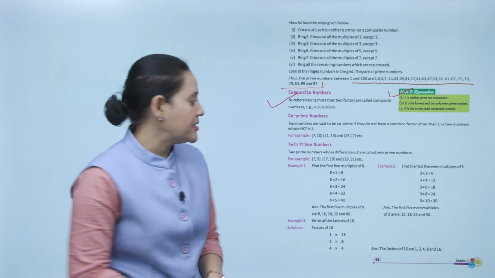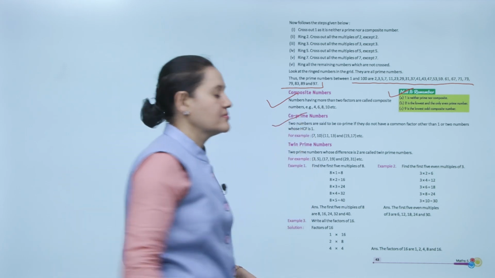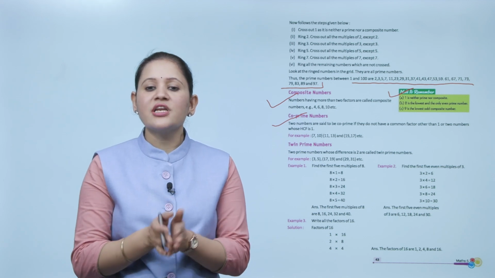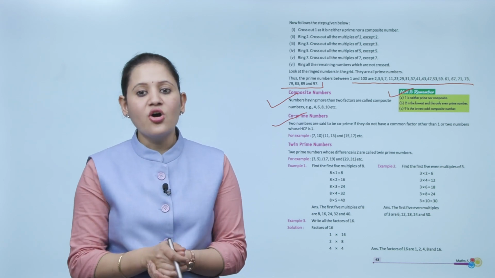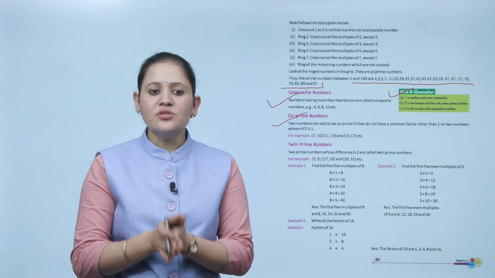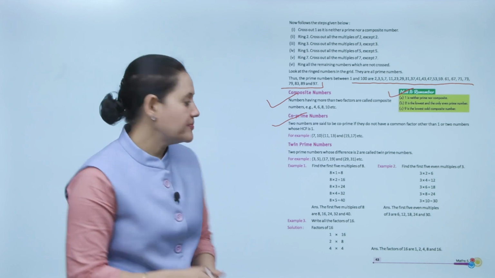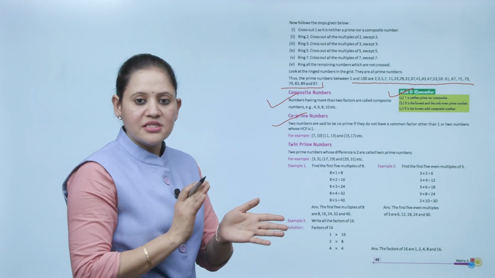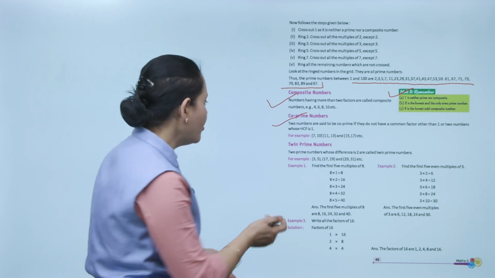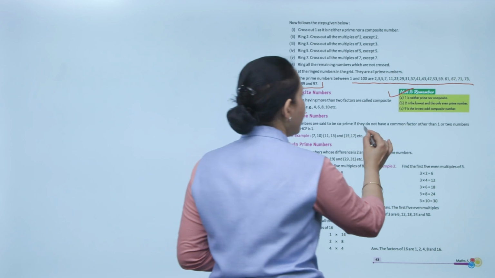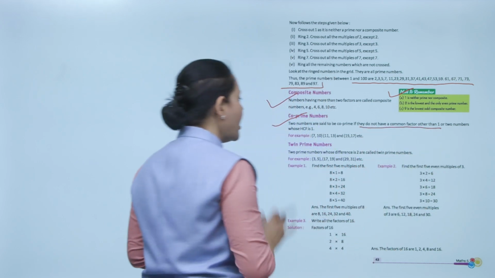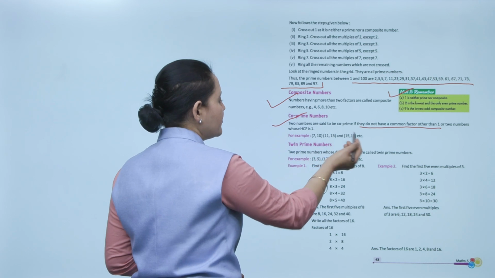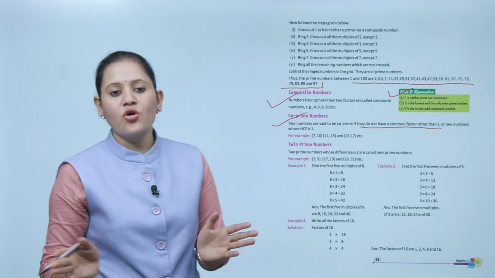Next is co-prime numbers. Two numbers are said to be co-prime numbers if they do not have a common factor other than 1, or two numbers whose HCF is 1. So, co-prime numbers are two numbers whose HCF is 1, or they do not have any common factor other than 1, like 7 and 10, 11 and 13, 15 and 17. All these are co-prime numbers.